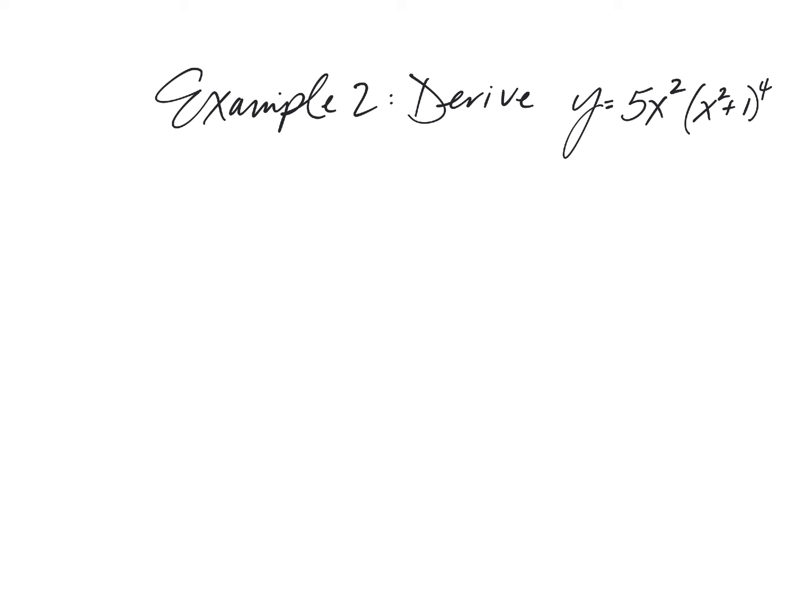So here's my second example. Notice that I am being asked to derive, which means take the derivative of y equals 5x squared times the quantity x squared plus 1 to the 4th power. So my first step is to identify what the two different functions are. So right now, I would like you to pause the video and label what u equals and v equals. So do that now and press play once you have it done.